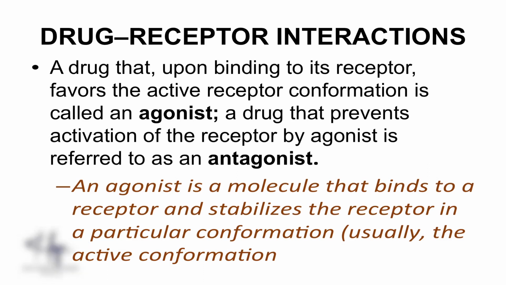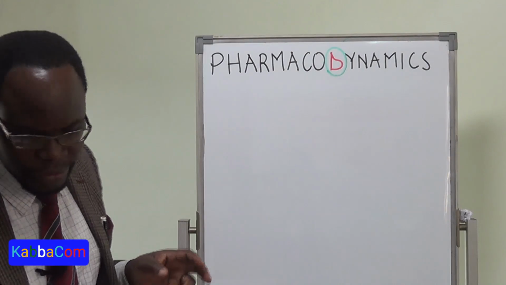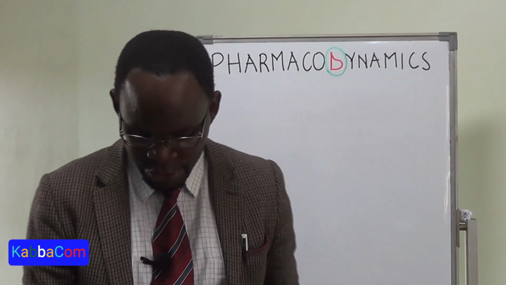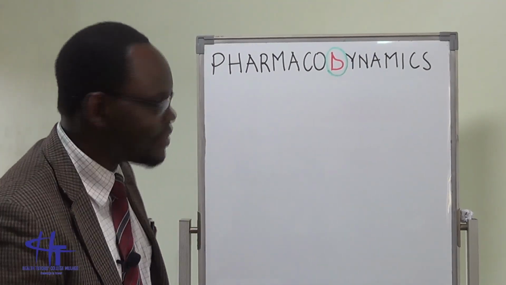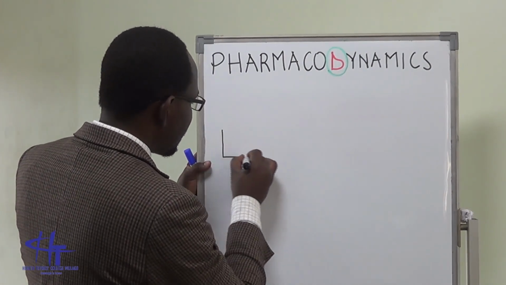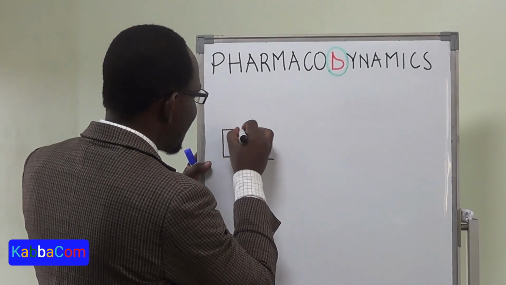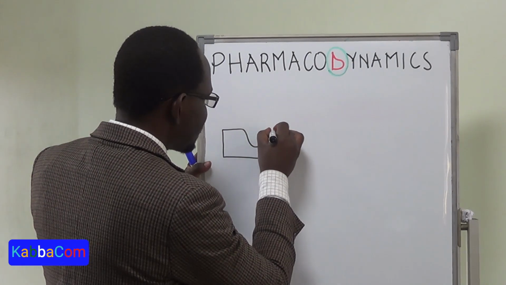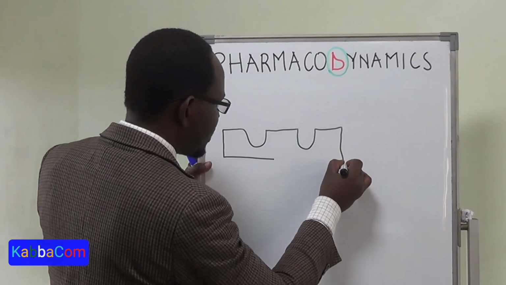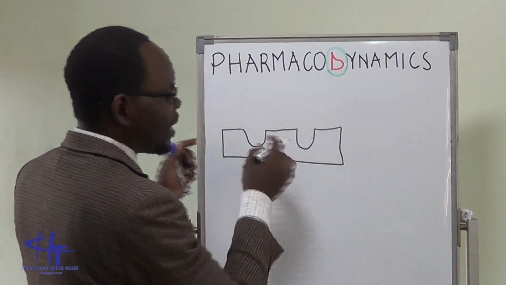Now there are types of agonists, and that is something that I need to explain very well here, so that you should be able to understand what we mean by that. So let's have a few pictorial diagrams for you to understand this concept. Assuming you have a receptor, this is your receptor, and it has what we call the ligand binding sites.